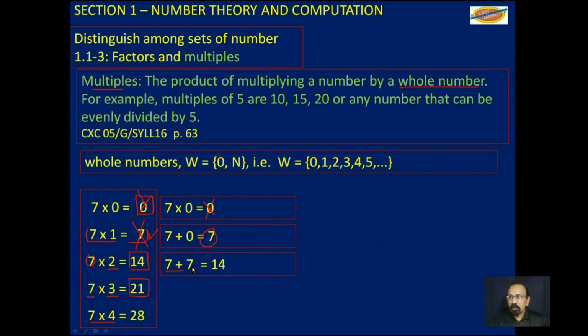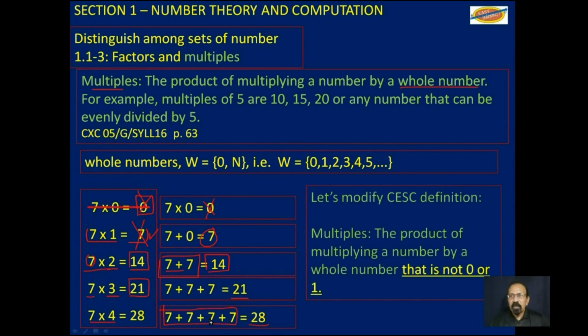7 plus 7, which in this case, you get 14. Notice in 14 you have 2 7s, as I said before, and the same thing goes for 21, and the same thing goes for 28. So 28 is a multiple of 7. You have 4 7s in 28. So let's modify the CSEC definition. As I said, it's not really correct because it says a whole number here. So multiples: the product of multiplying a number by a whole number excluding 0 and 1.